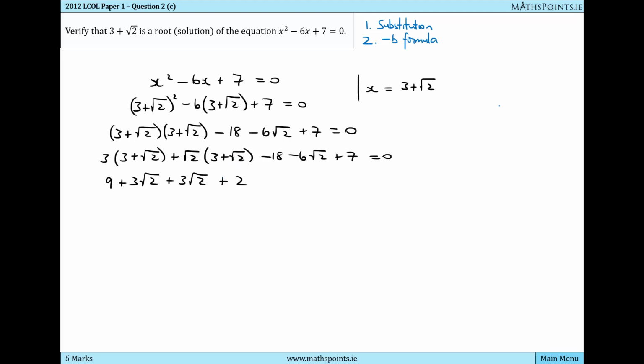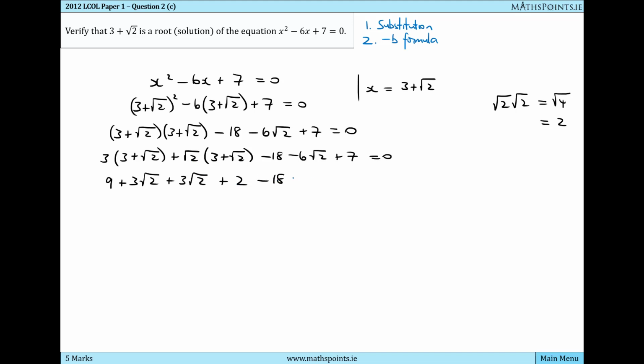Just to show this over on the side, if we have root 2 by root 2, that would be equal to the root of 4. And the root of 4 is 2. So when you square a square root, you end up with the number underneath the square root. So root 2 by root 2 is actually the number 2.